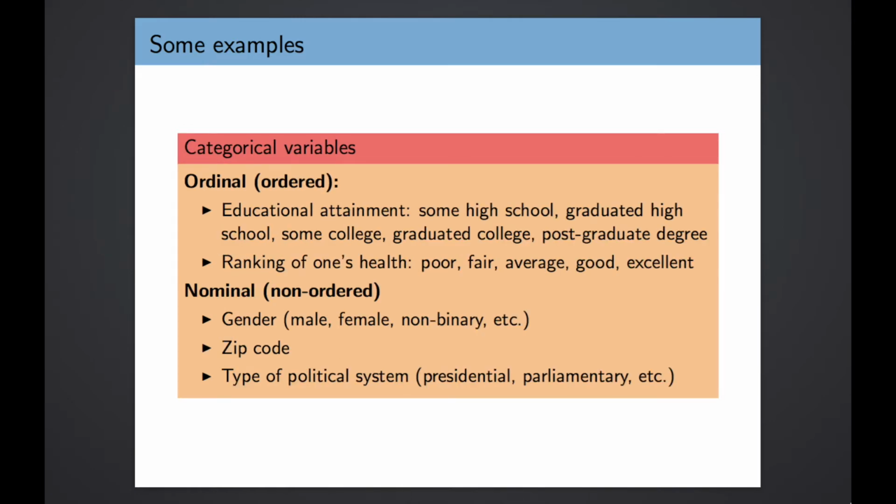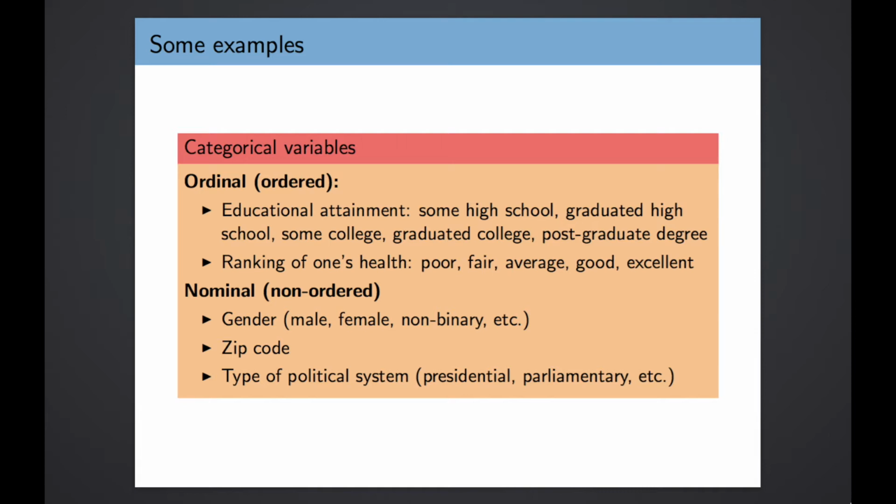Next, let's look at some examples of categorical variables. Remember that we have 2 different varieties of these categorical variables. One is ordinal, a categorical variable that has a natural ordering. The other is nominal, which is non-ordered. So an example of an ordinal categorical variable would be, let's say I did a survey where I asked a multiple choice question about that person's highest level of educational attainment. And they can select some high school, they've graduated high school, they've gone to some college, they've graduated college, or they have a postgraduate degree.